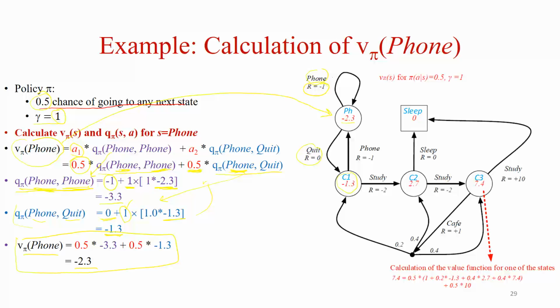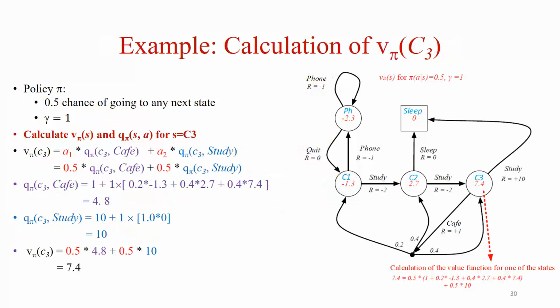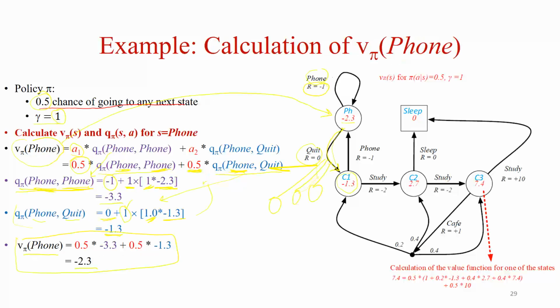One thing you should notice here is that this number is a probability. When I'm leaving the phone and coming here, there is no branching where I can go to here or here or here. No, I am for sure going to this, so the probability is 1 here, and the probability is 1. So this is an example of computing the state value.